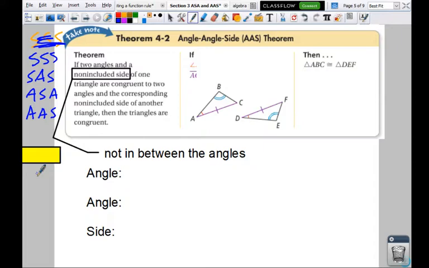Is it going to be angle, side, side? We call that HL, and we'll talk about that.